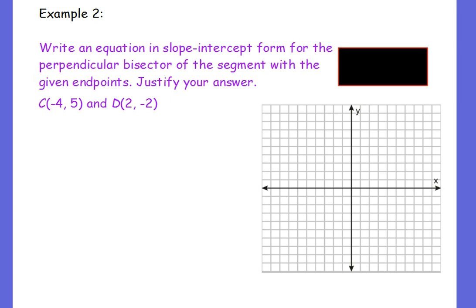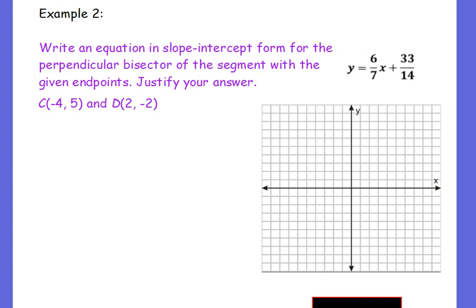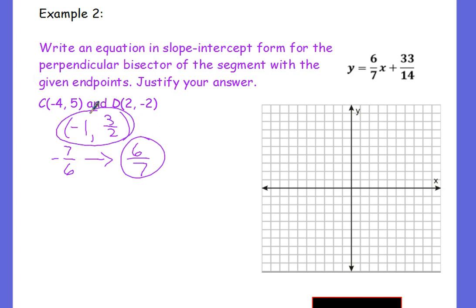I'm going to go ahead and reveal the answer. You should get 6 over 7x plus 33 over 14. Now, if you didn't get that right and you want to check some of your steps, if you calculated the midpoint, you should have gotten negative 1, 3 over 2, or 1.5, either way. And then if you calculate your slope of CD, you should have gotten negative 7 over 6. So opposite reciprocal would be 6 over 7. So you're using that slope and that point to plug into point slope form. And then if you carefully solve that, you should get this as your final answer.